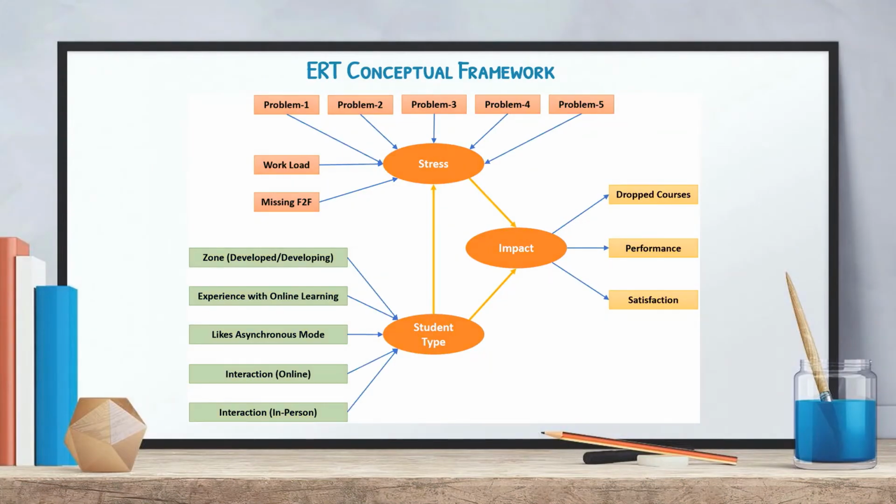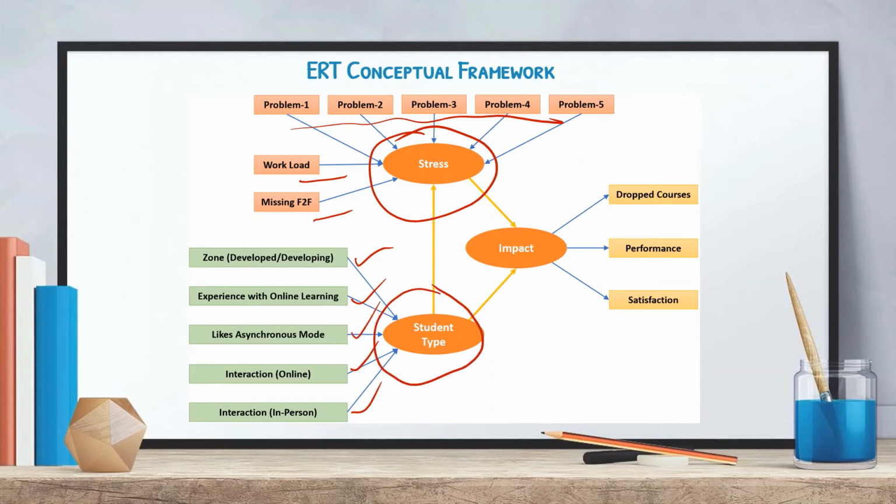So the conceptual model we tried to develop here is this: we pointed out all the problems and workload and everything into stress, which is the latent variable. Student type is based on their zones, whether they have previous experience or not, their likeliness, their interaction. And the impacts are whether they dropped the courses, their performance, or satisfaction. So we thought about whether these three have any interconnection with them or not.